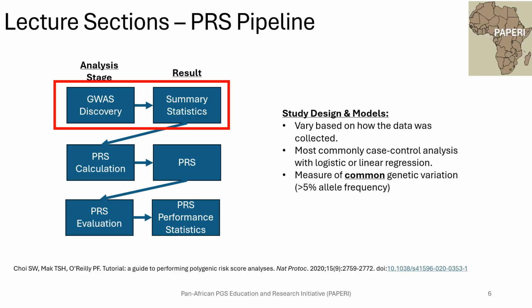All right, so like I said, for the first section, let's first look at GWAS discovery and summary statistics, which will lead us into identifying the variants for our polygenic risk score and the calculation.